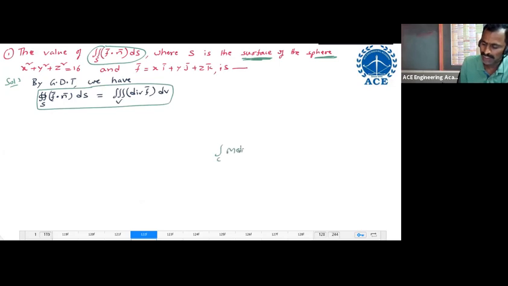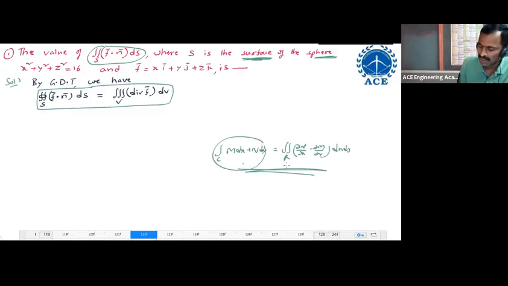Green's theorem says the integral over C of M dx plus N dy equals the double integral over R of dou N by dou x minus dou M by dou y dx dy. This is Green's theorem, and this is the Gauss divergence theorem. With Green's theorem, we write the value of the line integral using a double integral. Like that here, we write the value of this surface integral by using the triple integral, the volume integral, according to the Gauss divergence theorem.